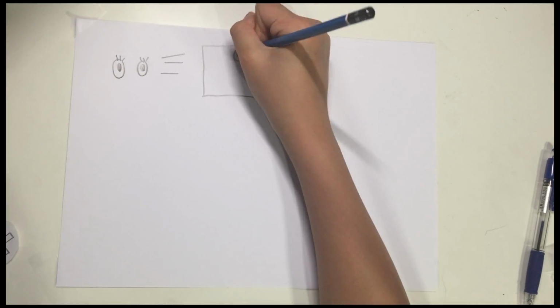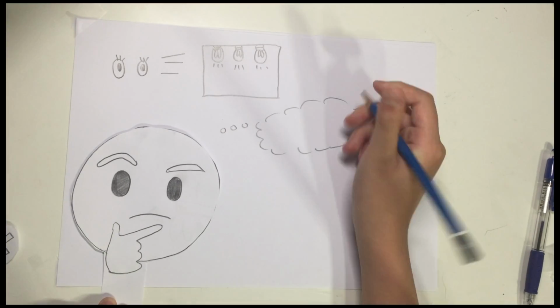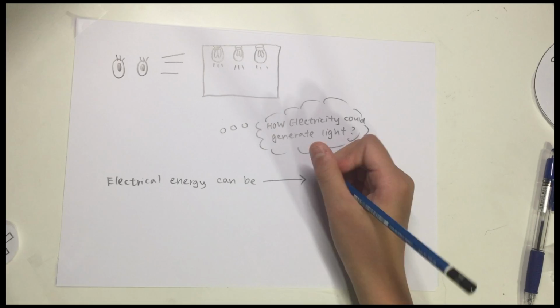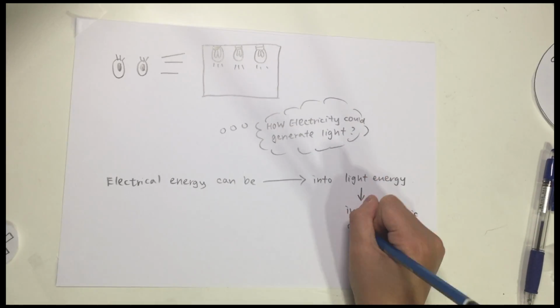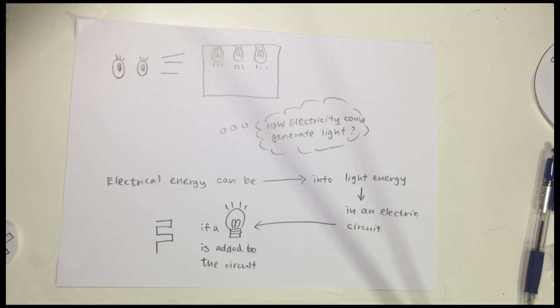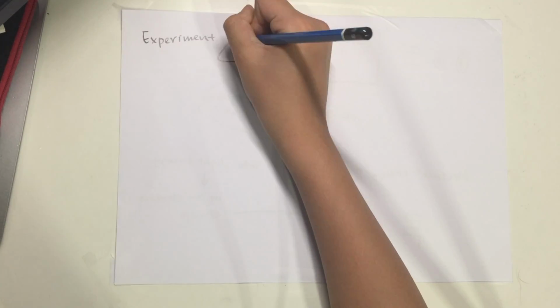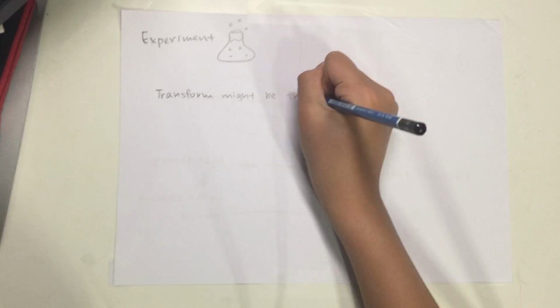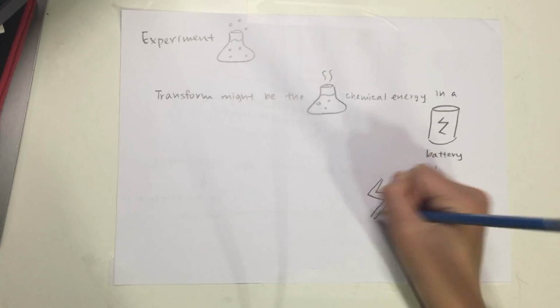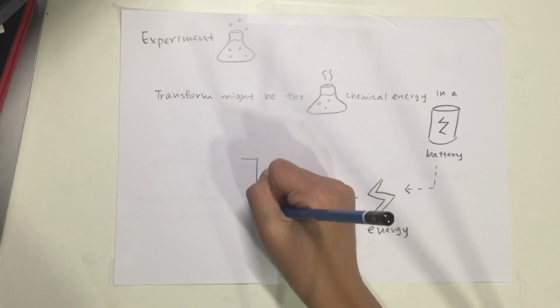Look at the light bulbs in your flat. Have you ever wondered how electricity could generate light? Electrical energy can be transformed into light energy in an electrical circuit if a light bulb is added to the circuit. In an experiment, this transformation may be that the chemical energy in a battery is transformed into electrical energy in the circuit, which is transformed into light energy and heat energy in the light bulb.